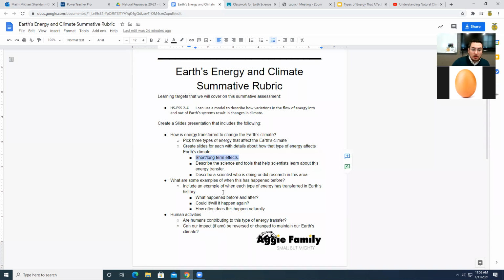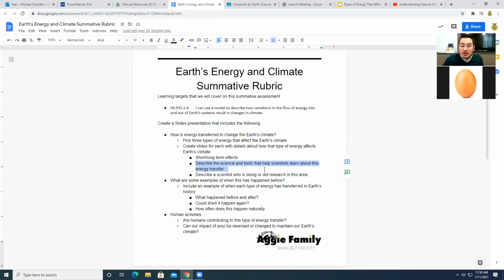You need to talk about the short and long-term effects. You need to describe the science and tools that are helping scientists learn about this energy transfer. So we're not just looking at Wikipedia and finding out that the Earth's energy has changed in this way, which affects the climate in this way, and you're writing a paragraph on there.